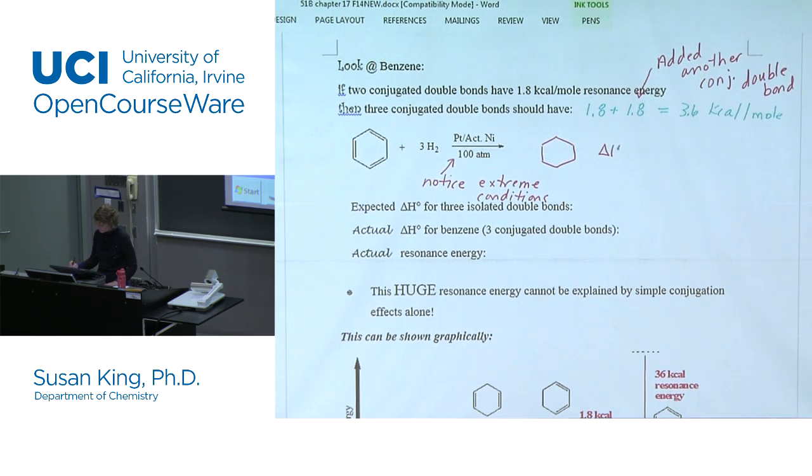Delta H naught equals minus 49.8 kcals per mole. The expected delta H naught for three isolated double bonds is 3 times minus 28.6, which is equal to minus 85.8. We are very far away from 85.8. The actual is minus 49.8.